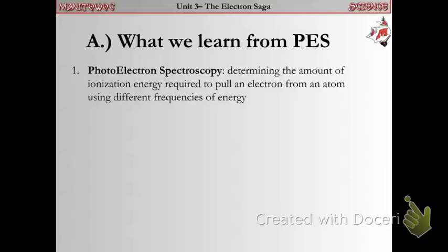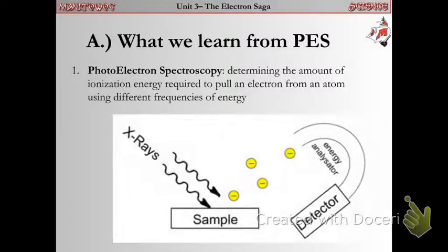So to define photoelectron spectroscopy, we're just going to simply call it the process of determining the amount of ionization energy required to pull an electron from an atom using different frequencies of energy. And if we want to take a look at how this is actually done, we're going to take a sample of material and we're going to shoot X-rays at it, or some other type of wavelength of energy. And when that energy hits the sample, electrons are going to pop off.